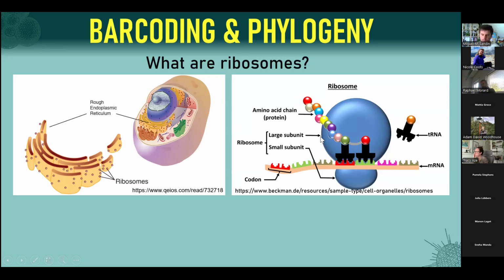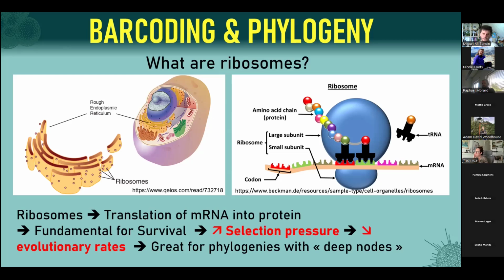Basically, it translates part of the genome into proteins, and this is fundamental for every organism. Without that organelle, no organism can survive, because our cells are producing proteins for our survival. That makes this region of the genome, which is fundamental for survival, subject to a high evolutionary selection pressure. It means that it is going to have a rather low evolutionary rate, meaning that this portion of the genome is going to evolve very, very slowly. And it's going to be great for phylogenies with what we call deep nodes.